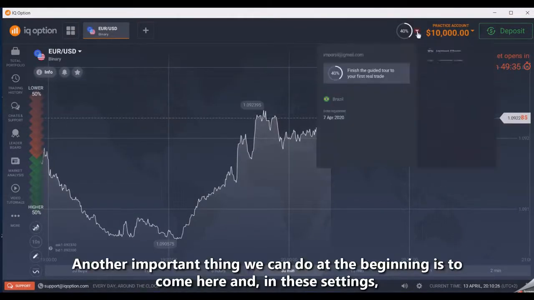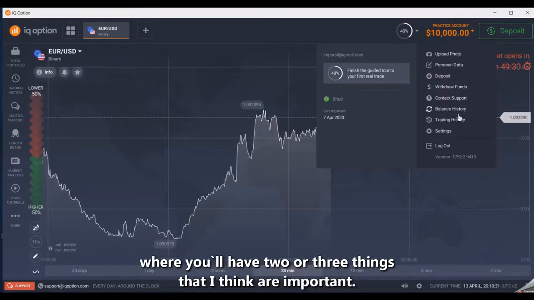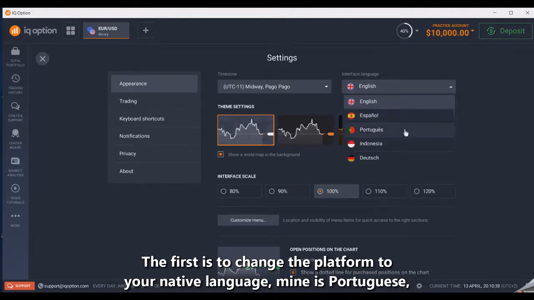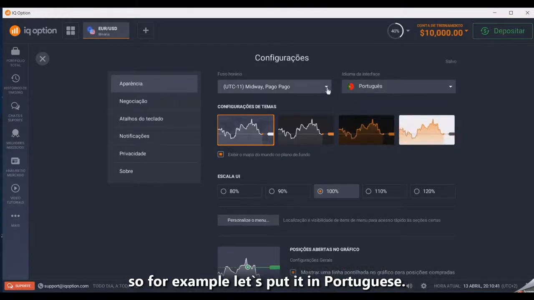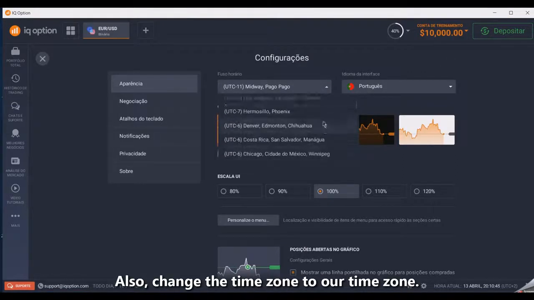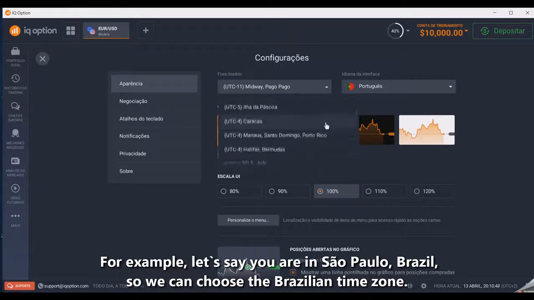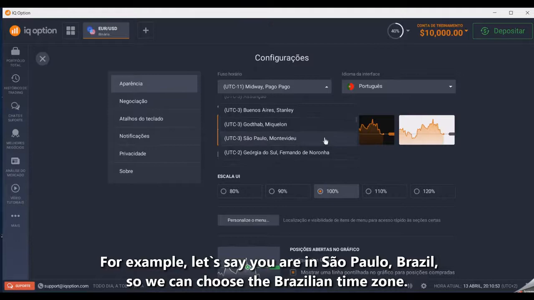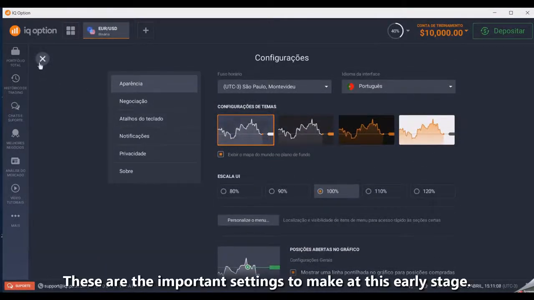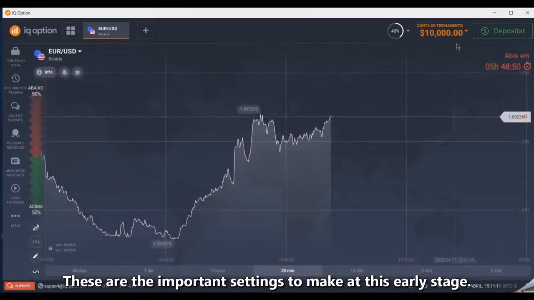Another important thing we can do at the beginning is come to here, in these settings, where you will have 2 or 3 things that I think are important. The first is to change the platform to your native language. Mine is Portuguese, so for example, let's put in Portuguese. Also, change the time zone to your time zone. For example, let's say that you are in São Paulo, Brazil, and we can choose the Brazilian time zone, okay? So you choose your time zone. These are important settings to make at this early stage.